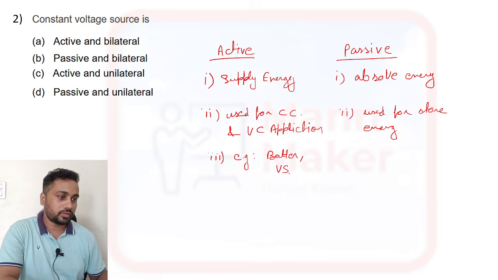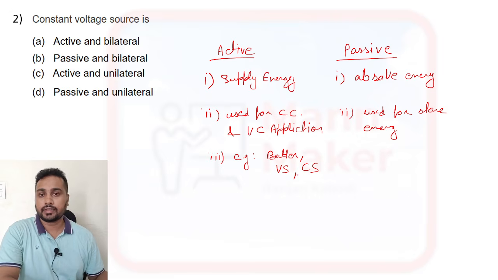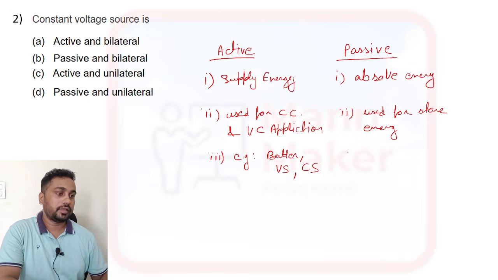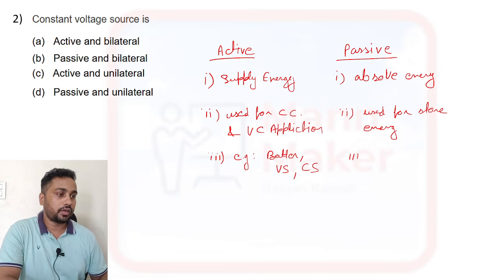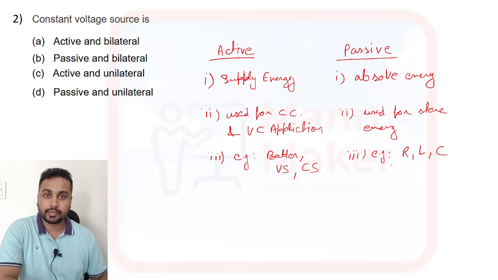Some examples: for active elements we have the battery, voltage source, and current source. For passive elements we have R, L, C: resistor, inductor, and capacitor. Here they have asked about the voltage source. So the voltage source is an active element. Till now we know it is an active element.